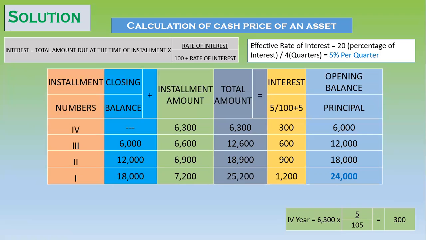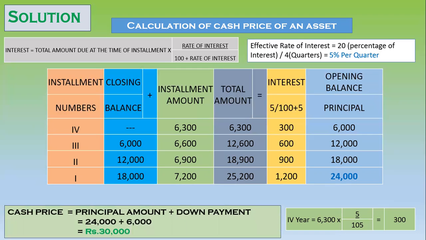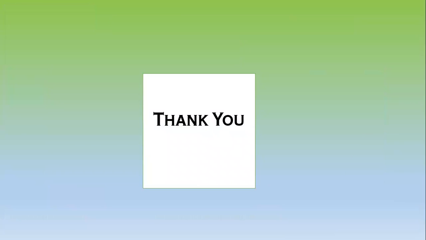Now if you add the down payment to the principal value of the first quarter, you will get the cash price of an asset. Here we have the principal amount 24,000 plus the down payment of 6,000, so the total is 30,000. That 30,000 will be the cash price of an asset. I hope you understand this concept. Thank you. We will see you with the next problem.